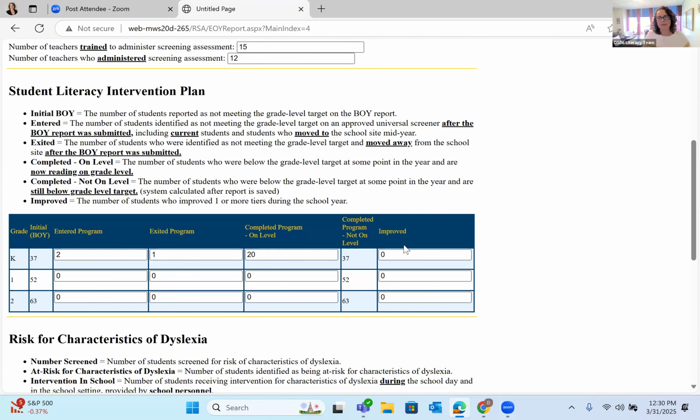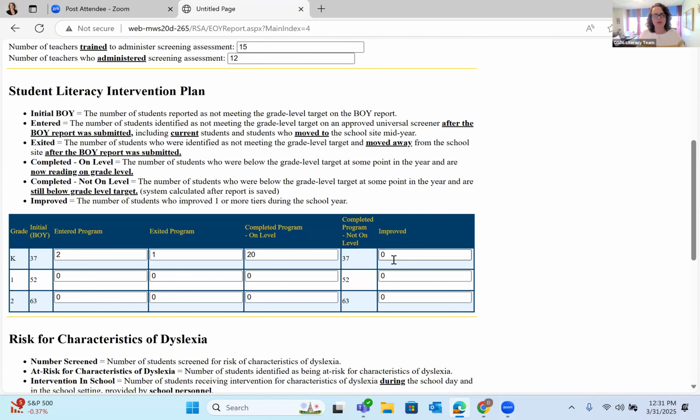This next column is brand new this year. This is the improved, and this is the number of students who improved 1 or more tiers during the school year. So things for you to consider when you're tallying this one is we are considering improvement as students who went up 1 or more tier. So we can't just say it's students who were on a slip and went off of a slip. Those students would count if they were on a tier and they moved up to tier 1. We would definitely count those.